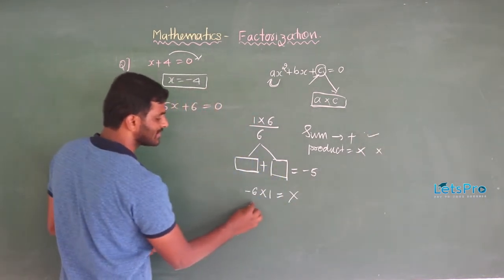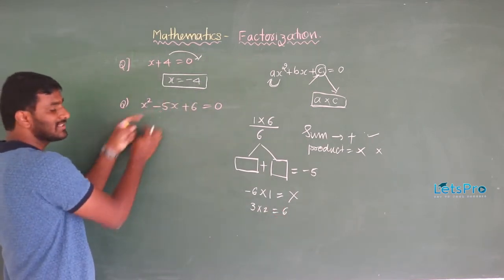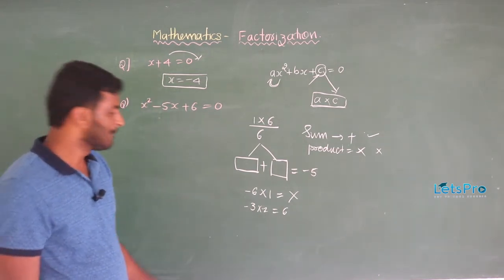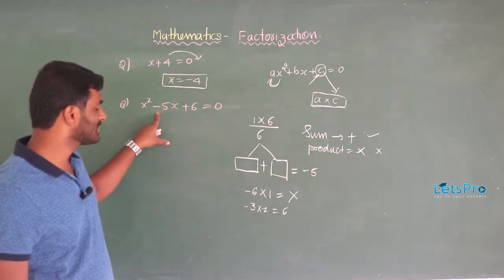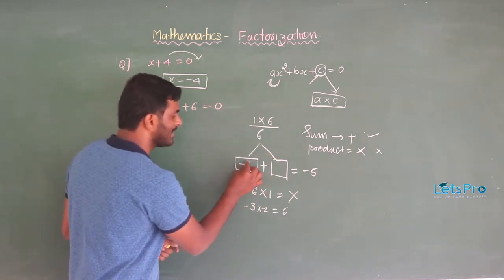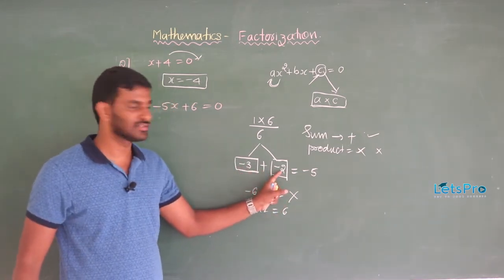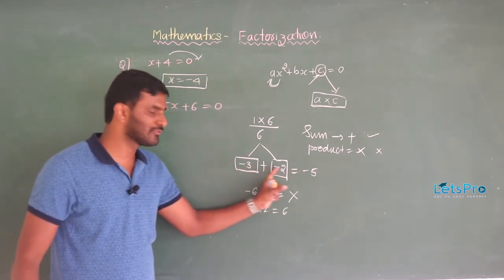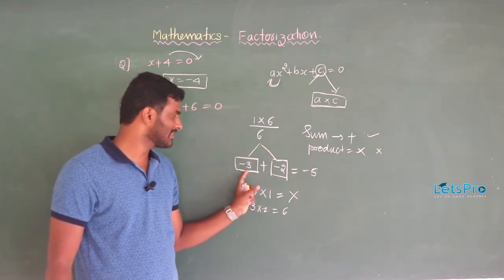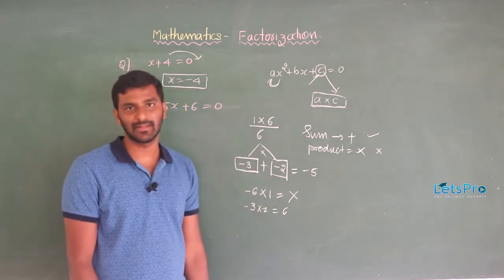There is one more pair, 3 into 2, which gives 6. But we need minus 5, so let us take minus 2 and minus 3. Minus 3 and minus 2 give exactly minus 5, and minus into minus gives 6. Yes, it is possible. Hence write minus 3 plus minus 2. The sum is minus 5, which is the middle number, and the product of minus 3 and minus 2 is plus 6.